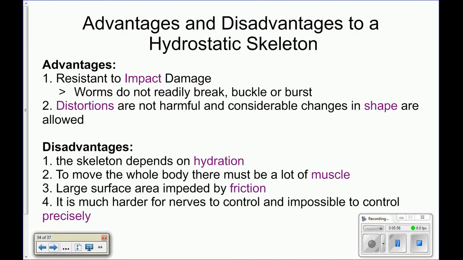Okay, advantages and disadvantages of a hydrostatic skeleton. The advantages are that it's really resistant to impact damage. So worms don't readily break, buckle, or burst. It's very flexible, so distortions aren't harmful. You can take a worm and tie it in a knot and it'll be fine.